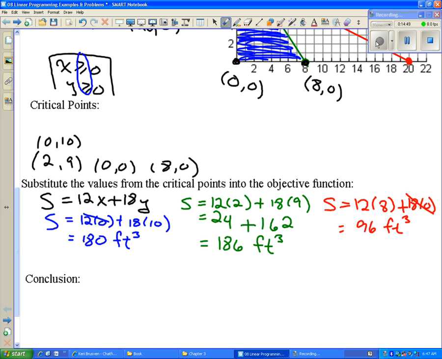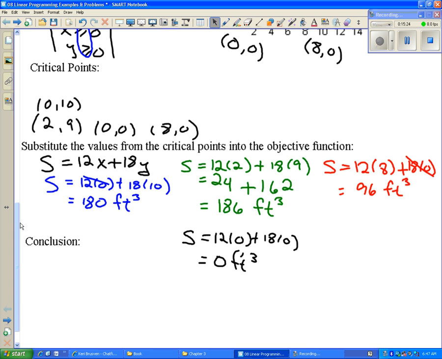And lastly is my 0, 0. But again, I'm looking here for maximizing the amount that I can have. If I go S is equal to 12 times 0 plus 18 times 0, that's going to give me a storage capacity of 0. I can say 0 cubic feet, it doesn't hurt to find that. But I know that's not going to be the maximum. That is the minimum. Since I was trying to maximize, I don't really need to think about 0, 0, but it's nice to see that it's there.